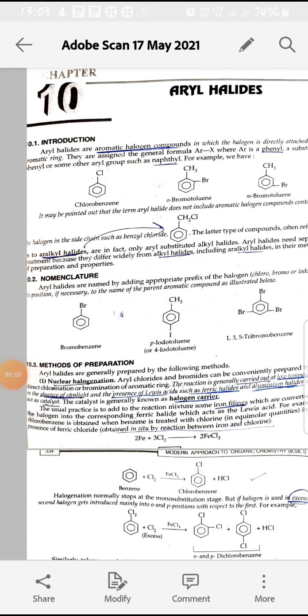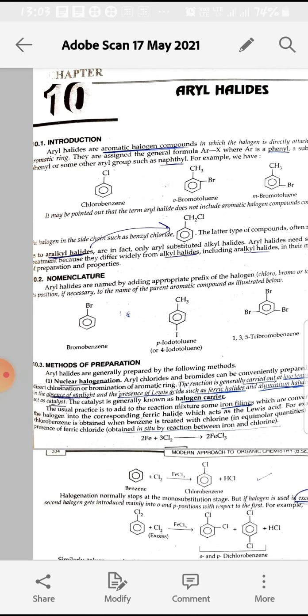Good morning, students. Next topic is aryl halides. Aryl halides are aromatic halogen compounds in which halogen is directly attached to an aromatic ring. For example, chlorine, bromine or iodine directly attached to the benzene ring. These are called aromatic halogen compounds.